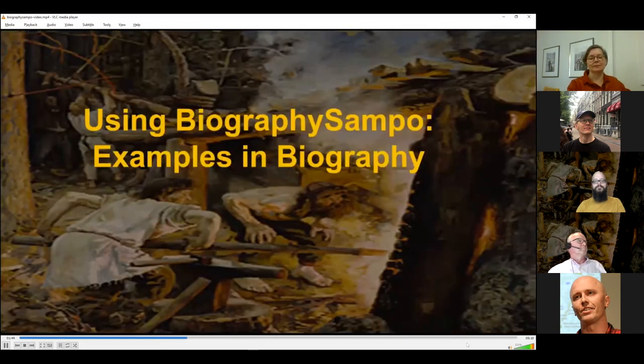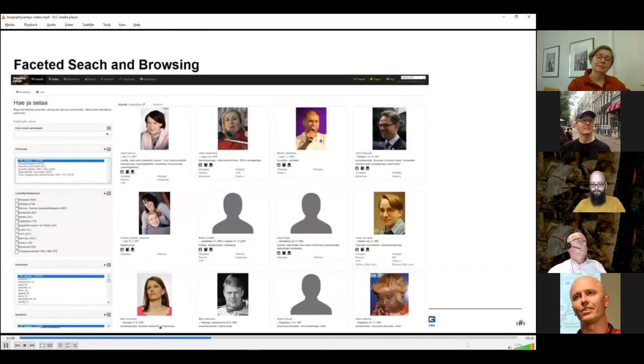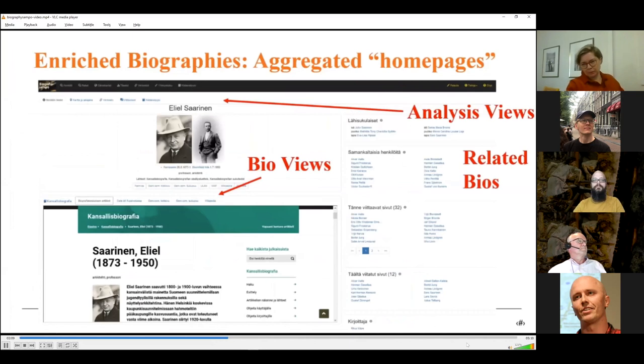Biography Sampo is a semantic portal that includes 7 application perspectives for using the underlying linked data knowledge graph. By clicking on the first perspective, a semantic faceted search view is opened for finding a protagonist or a group of them in flexible ways. Biography Sampo has assembled for each protagonist a homepage based on the data extracted from the biographies and by data linking to external data sources.